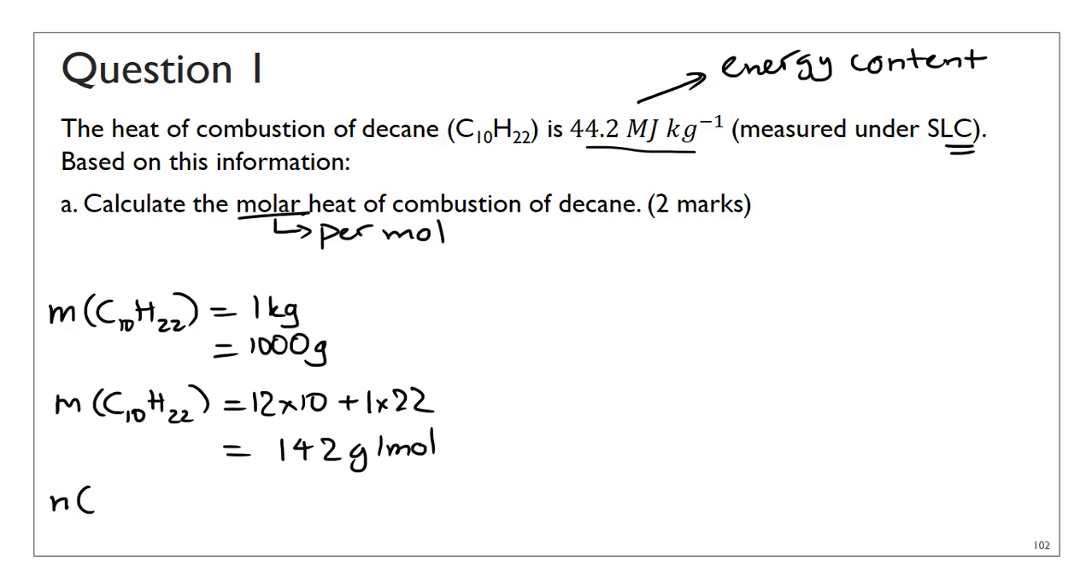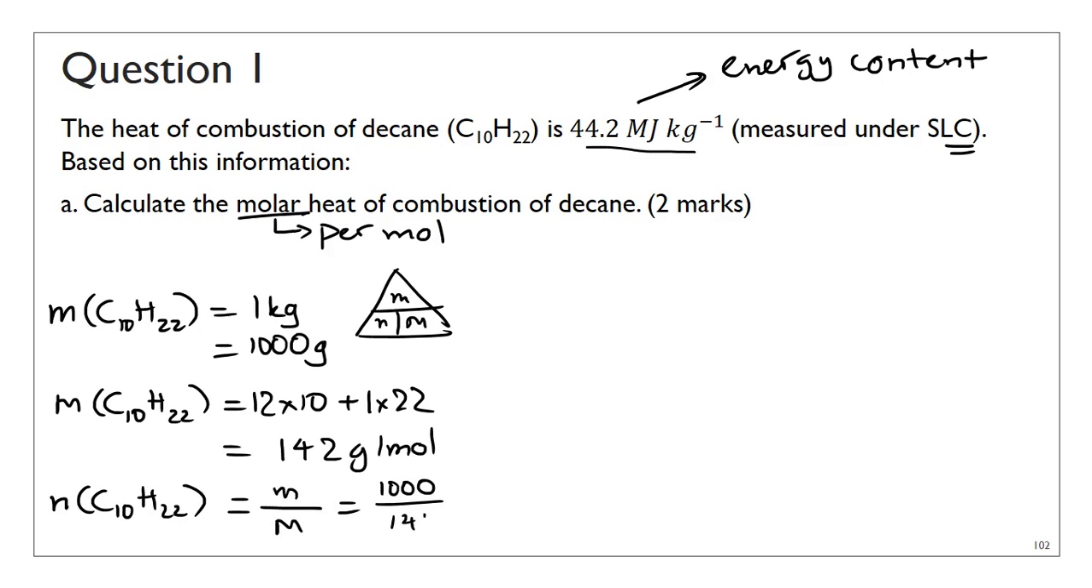So the number of moles of decane is going to be mass over molar mass. If you need to draw the triangle out, you can. So let's just do it here. Mass, number of moles, molar mass. Really do hope that you remember it by now. So it is 1,000 grams divided by 142 grams per mole. So 1,000 divided by 142 is 7.04. Now you want to keep the actual answer in the calculator, but I'm just going to write the correct three significant figures here. So 7.04.